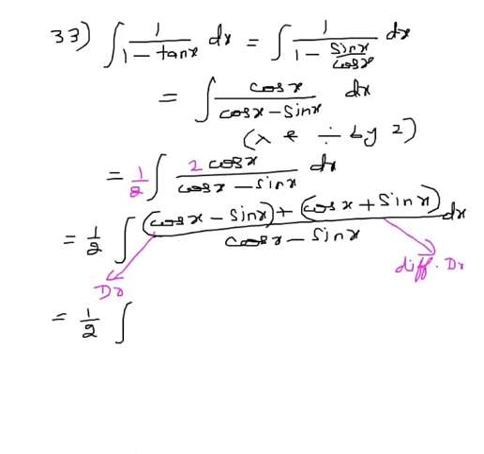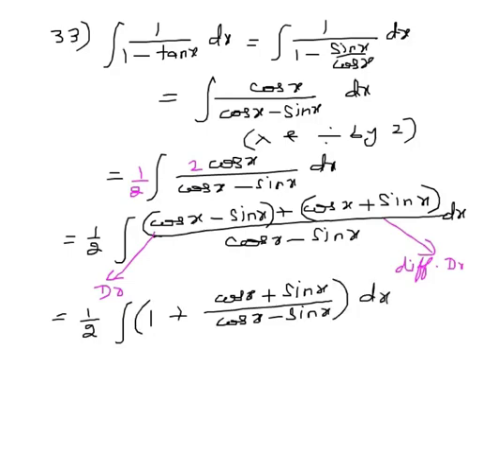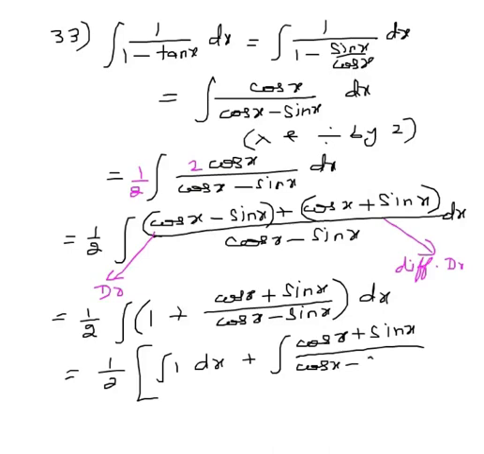Let us separate the terms. Cos x minus sin x divided by cos x minus sin x is 1, and the second term is cos x plus sin x divided by cos x minus sin x dx. So the first integral is 1 dx and the second integral is cos x plus sin x divided by cos x minus sin x dx. Now this has to be done by substitution, the second integral.